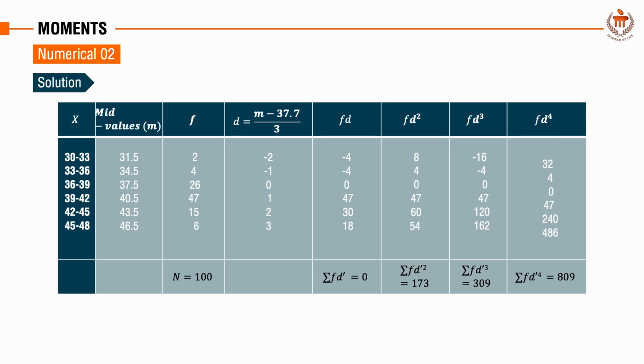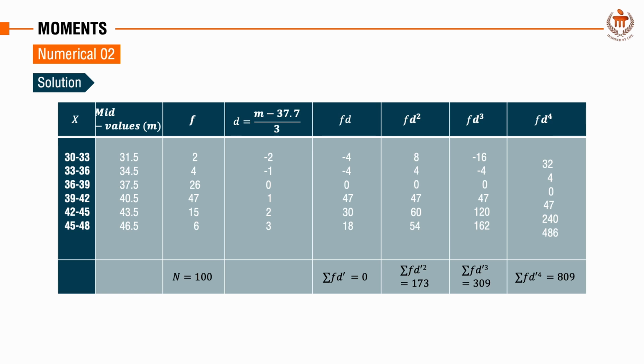Once you have the mid values, and the frequencies are given for each class interval, we can find the total sum of frequency, which is 100. Then we can find the step deviation, where out of these m values we take an arbitrary or assumed value. Let that assumed value be 37.5. Each m value is subtracted from 37.5 and divided by 3, because 3 is the class width.